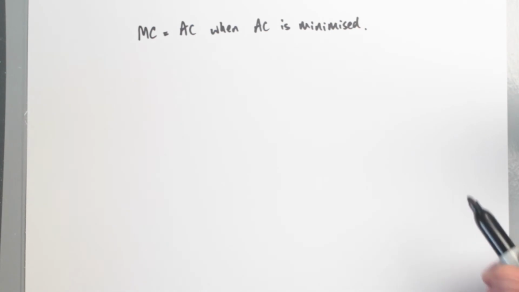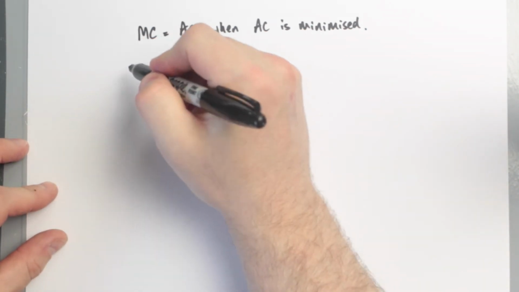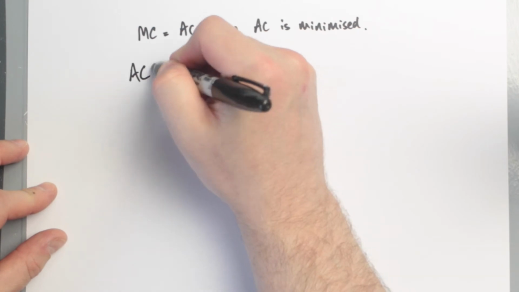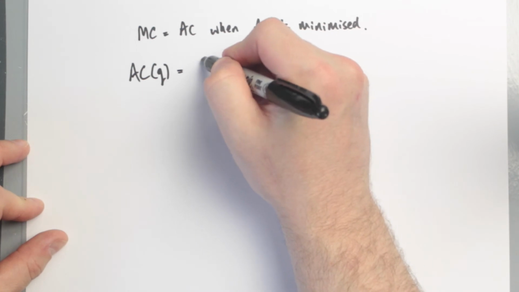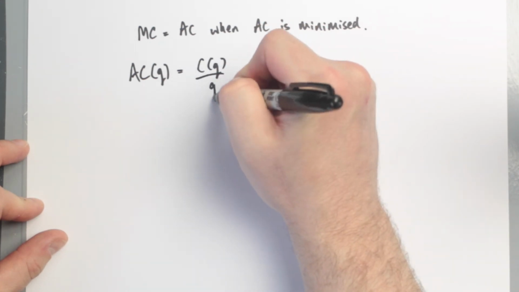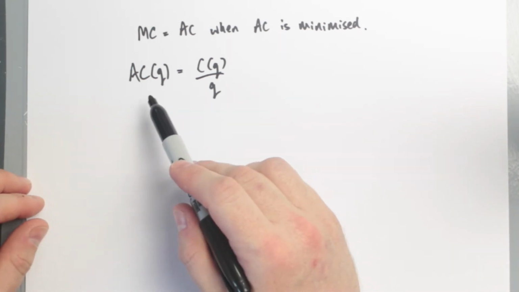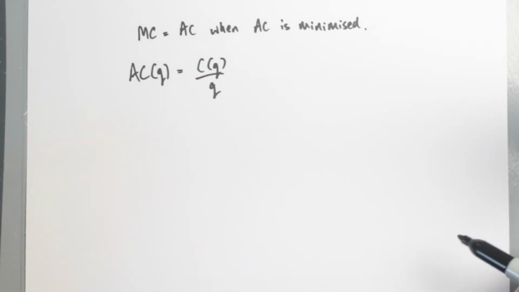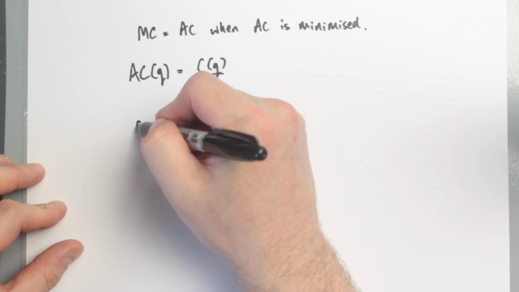Okay, so this is very similar to our work on marginal product of labor and average product of labor. So let's just take the definition. The average cost calculated at a point Q, AC(Q), is equal to the total cost, C(Q), divided by Q. So let's minimize this function. So how do we minimize? We find the derivative, we differentiate once, and then we find the particular value of Q that makes that derivative equal to 0.